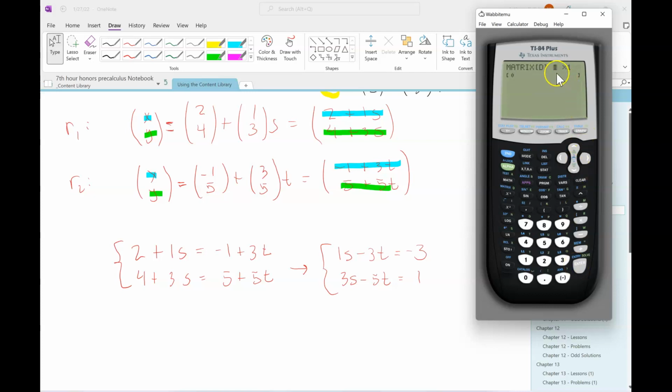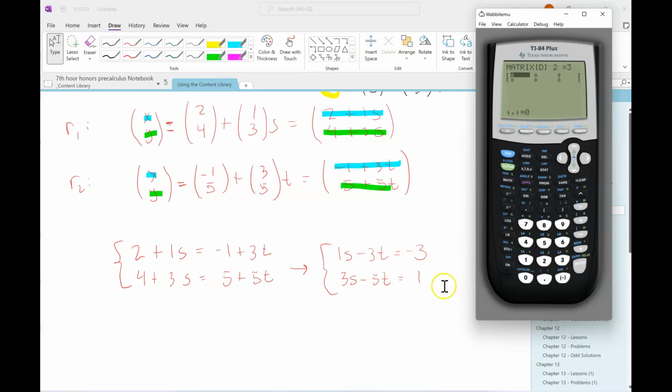So once I select matrix D, the first thing I need to do is set the dimension of the matrix. If I look at my system, I have two equations, so I have two rows. So I need to make this 2 rows. And I have a column for my S's, a column for my T's, and a column for my constant. So that's 3 columns.